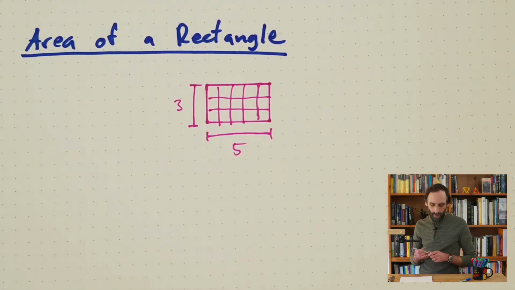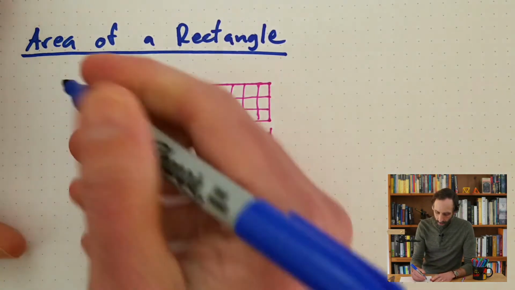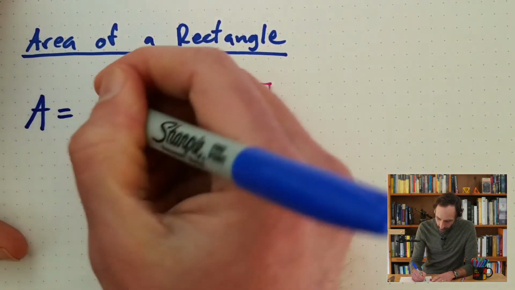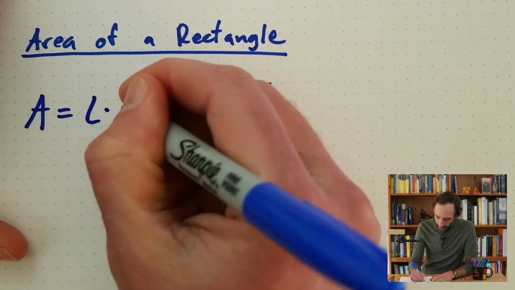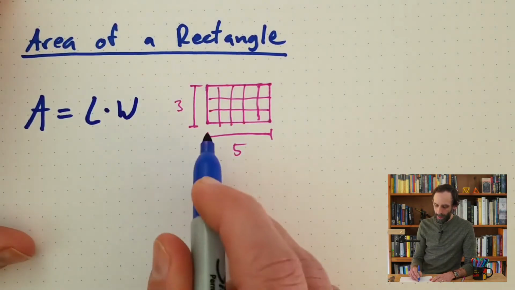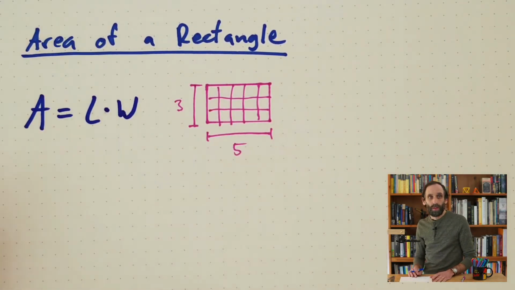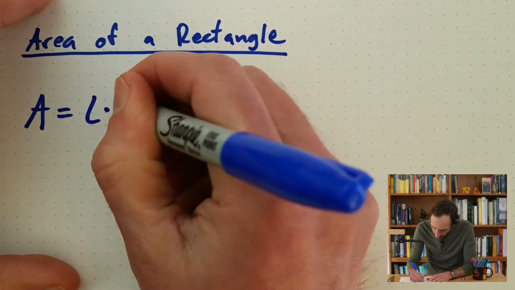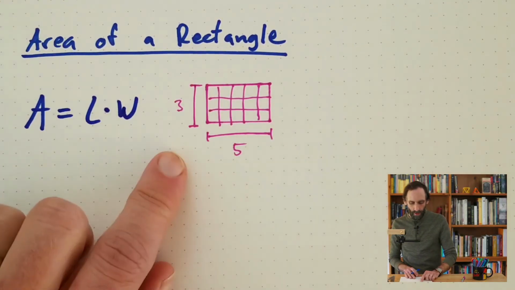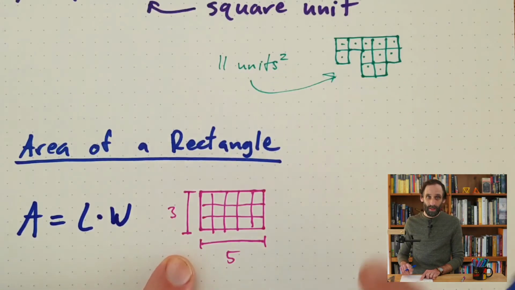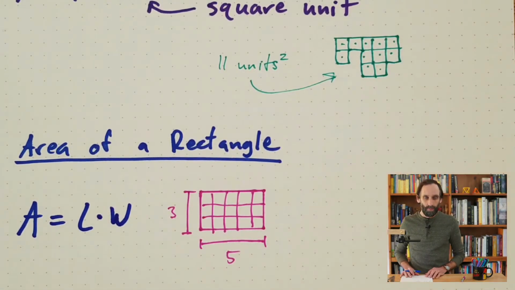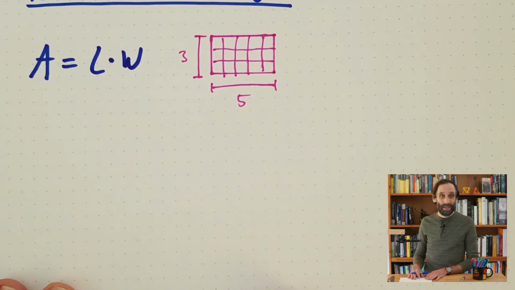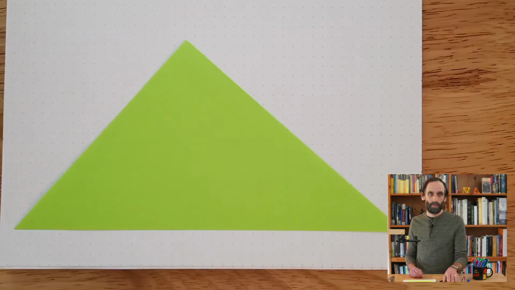So the area of a rectangle, as I'm sure you know already, is area equals, we'll say, length times width. And that formula ends up being very useful. It shows up all the time. But it is based on this idea of square units, right? Okay, so that's area of a rectangle.